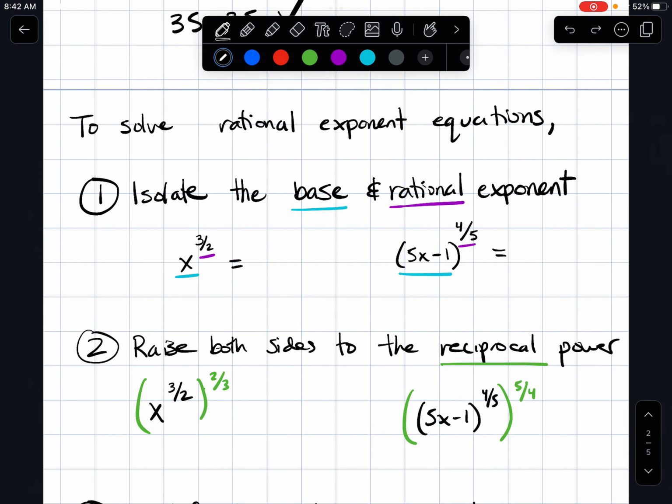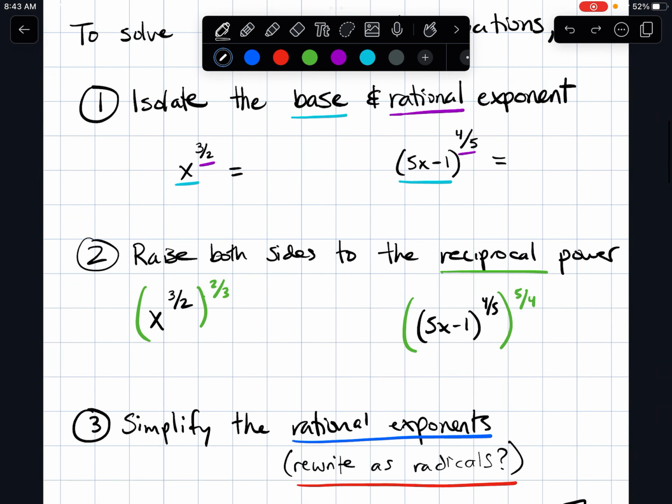Now we're going to get to actually solving these rational exponent equations. So the first thing you want to do is isolate the base and the rational exponent. Sometimes your base is just going to be the letter x. Other times your base might be a binomial like this. The base I highlighted in turquoise there, and then the rational exponent is, again, your fraction exponent.